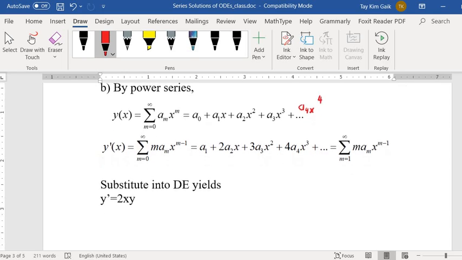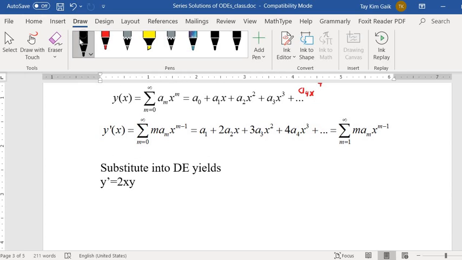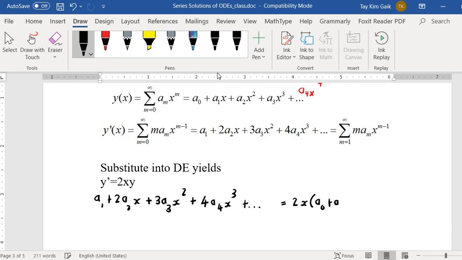So substitute the y prime, which is a1 plus 2a2 x plus 3a3 x squared plus 4a4 x cubed, equal to 2x times y, where y is a naught plus a1 x plus a2 x squared plus a3 x cubed, and if you want, a4 x to the power 4.